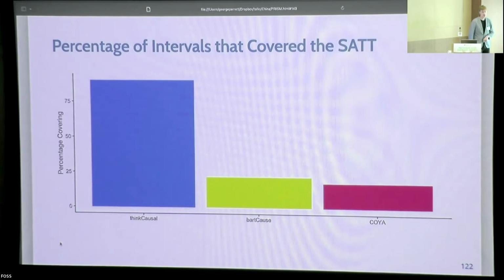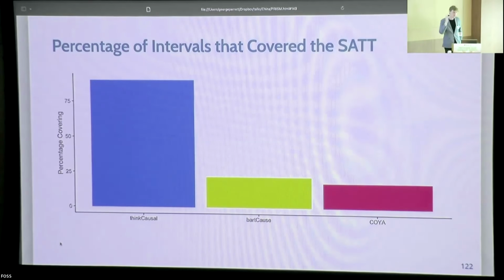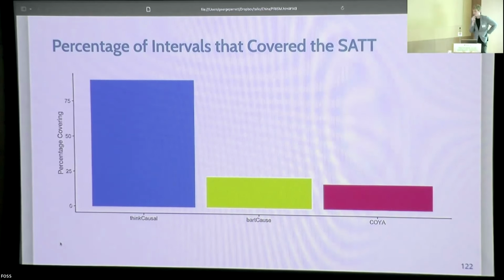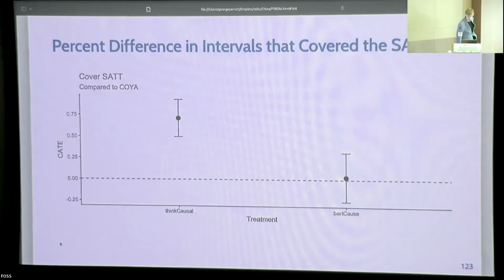Now, we don't just care about point estimates. A big part of this talk has been thinking about uncertainty. We want our intervals to cover the true average effect, our uncertainty intervals. And so here's the percentage of coverage, conditional on condition. And so those in the Think Causal condition, the vast majority are covering the truth. I believe it's around 90%. Whereas in the BART cause and choose your own adventure conditions, less than a quarter in each condition were actually covering the true average causal effect.